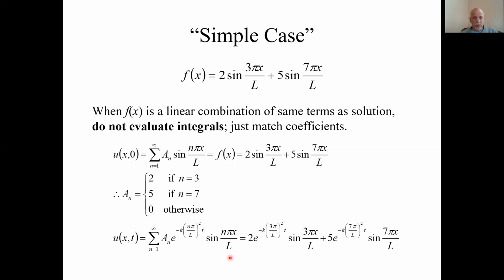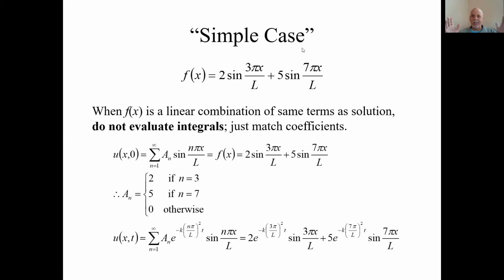This was the total general solution for all time, which now I just plug in. I'm going to have an n equals 3, where my a sub n now equals 2. And then I'm going to have an n equals 7, and the a sub n there is 5. So here's my total solution that satisfies everything, all boundary conditions and the PDE itself, and I didn't have to take an integral anymore. That's called the simple case.